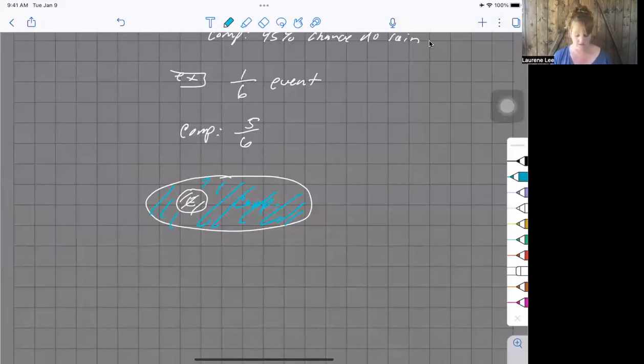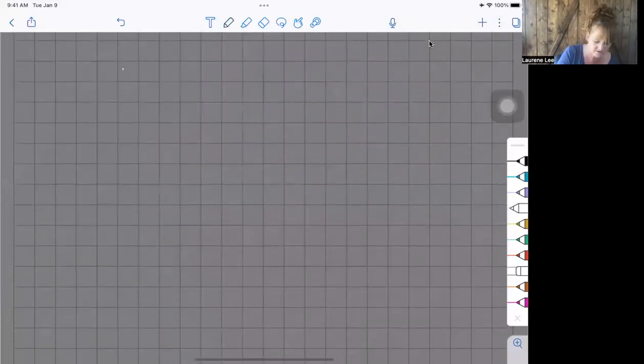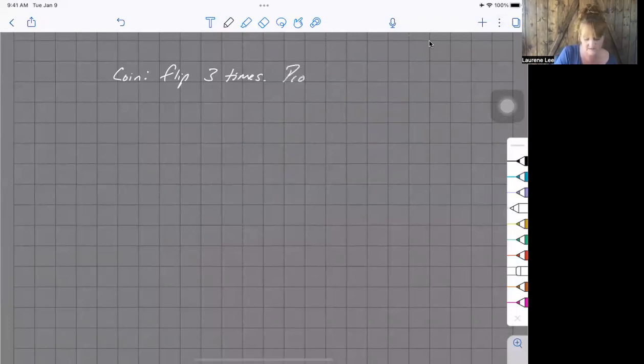Okay. Now, why does that matter? Let's look at a situation. We're going to take a coin and we're going to flip it 3 times. Okay, so we've got 3 events. So this is an and problem. I want to know what's the probability that I get at least 1 tail.